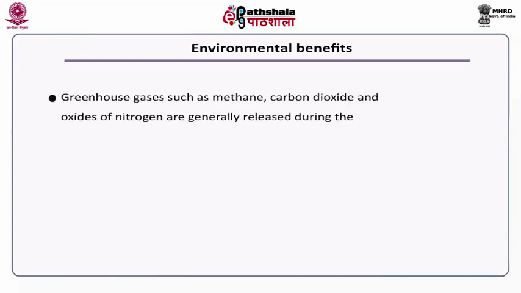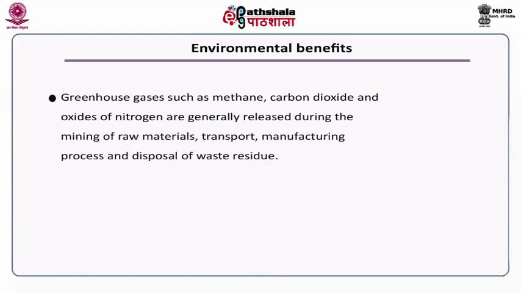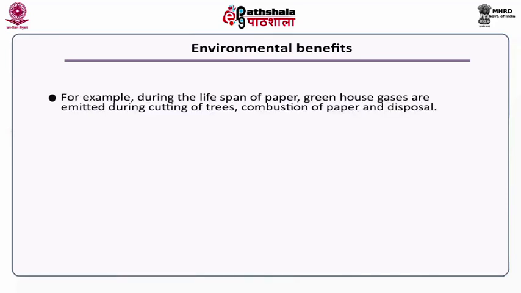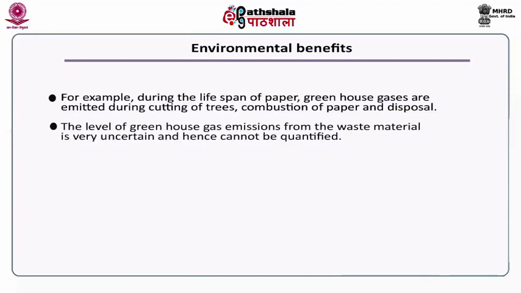Greenhouse gas emissions generally occur during the mining of raw materials, transport and manufacturing, and disposal of waste residue. For example, during the lifespan of paper, greenhouse gases are emitted during the cutting of trees, combustion of paper and during their disposal. The level of greenhouse gas emissions from the waste material is very uncertain and hence you cannot quantify them.